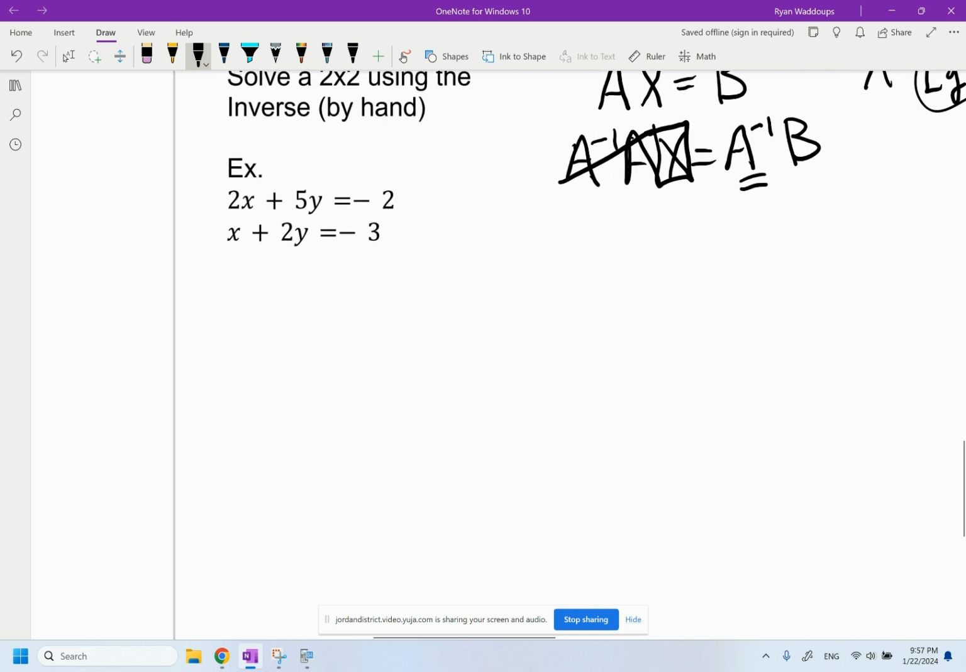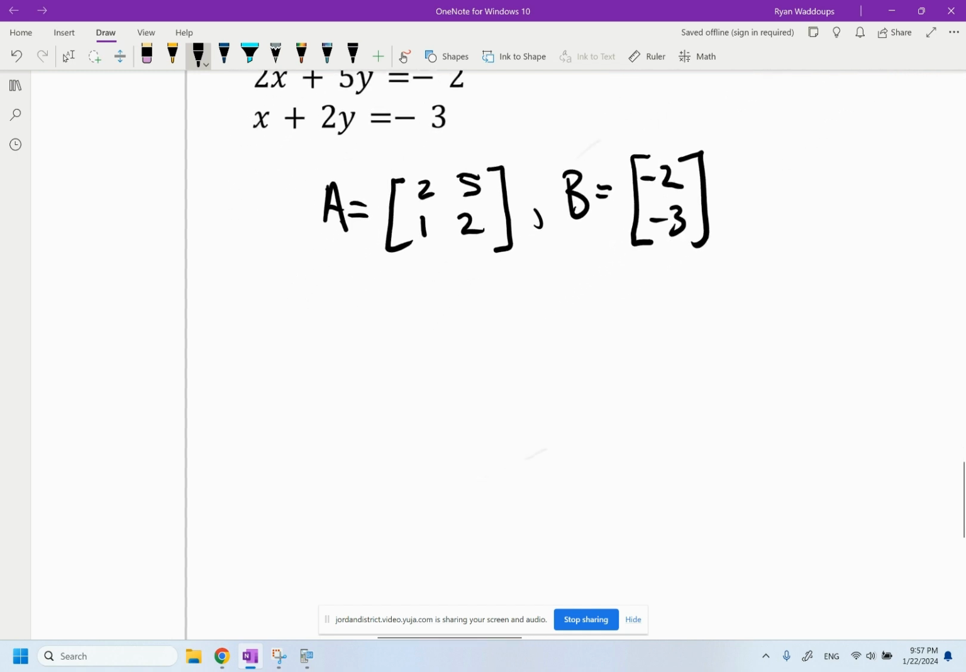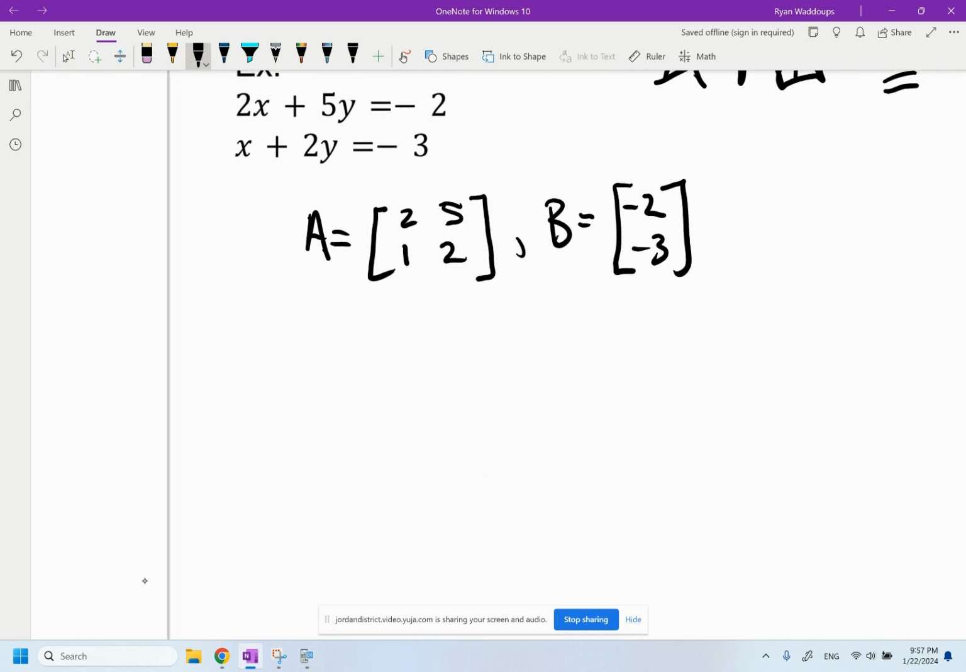So we need to write our two matrices. We're going to say A equals the matrix 2, 5, and then 1 and 2, and B, our matrix, is equal to -2 and -3. So we need to find the inverse of A.